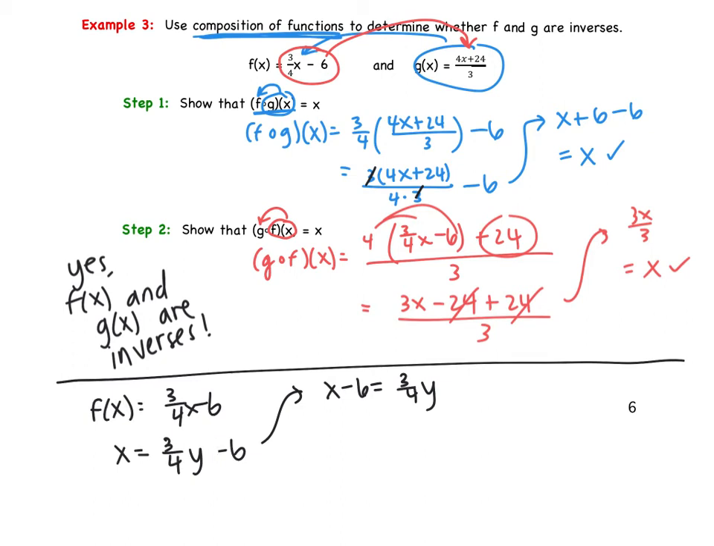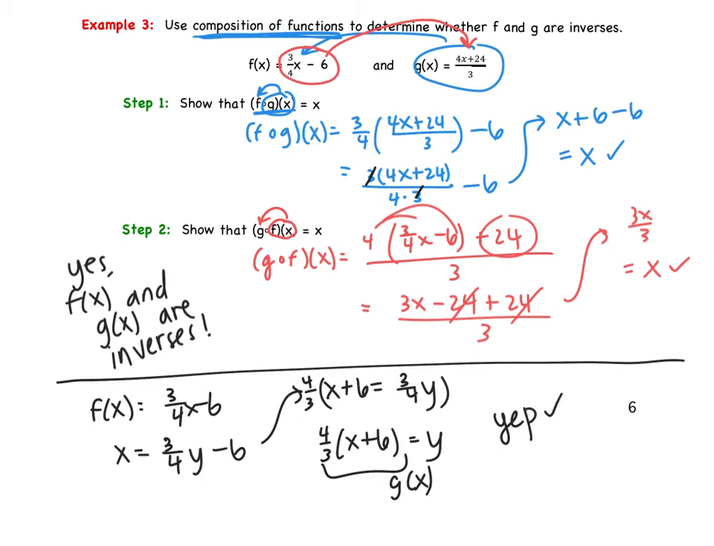Sorry, this should have been a negative. So this is a positive. And then they multiply by 4/3. And they say, that's equal to g of x. If we were to simplify it, it would be. And so they say, yep, they're inverses.